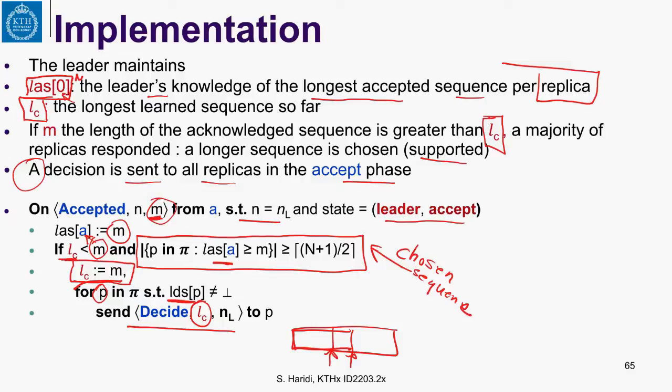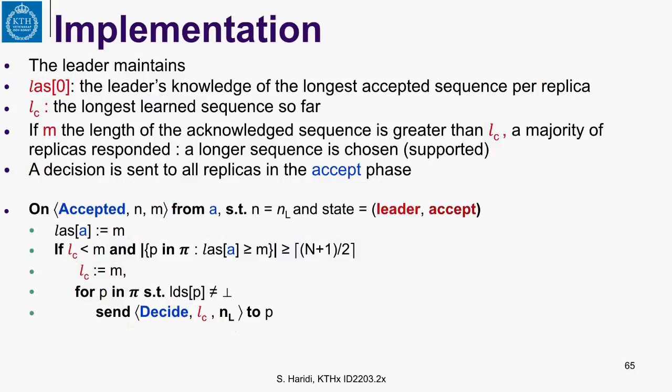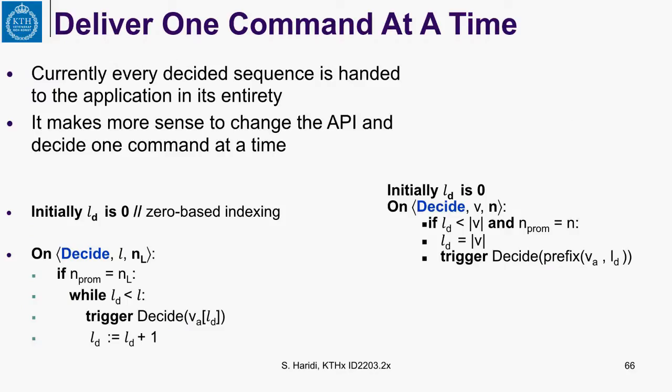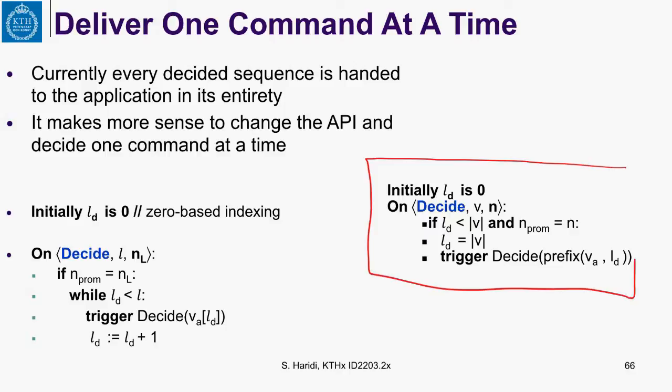So let us now see what happened at the decide. This was the old decide, when we were talking about sending sequences here and there. We had LD, initially 0, the length of the decided sequence. When we get a sequence, we see if its length is longer than LD and we are in the current round, we update LD and we decide on that longer sequence. Now, that is not what we are going to do. We are not sending sequences, but we are going to deliver one command at a time.